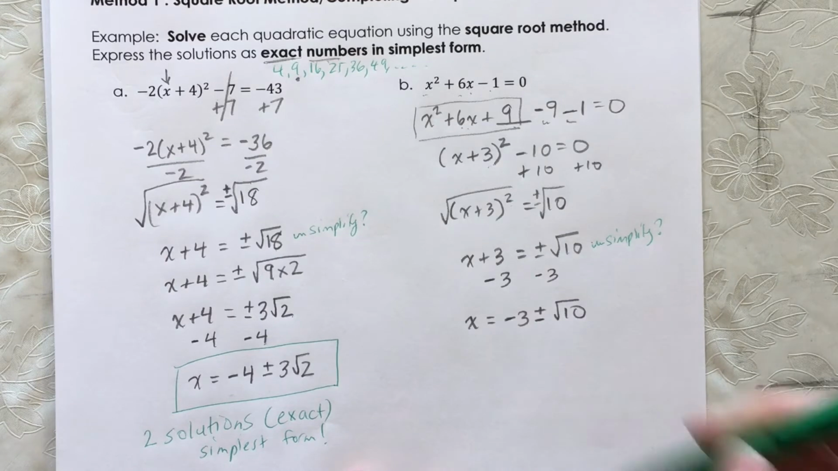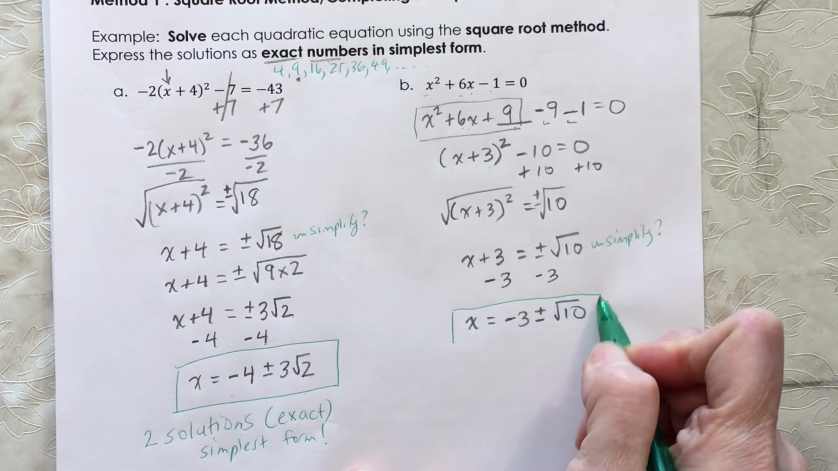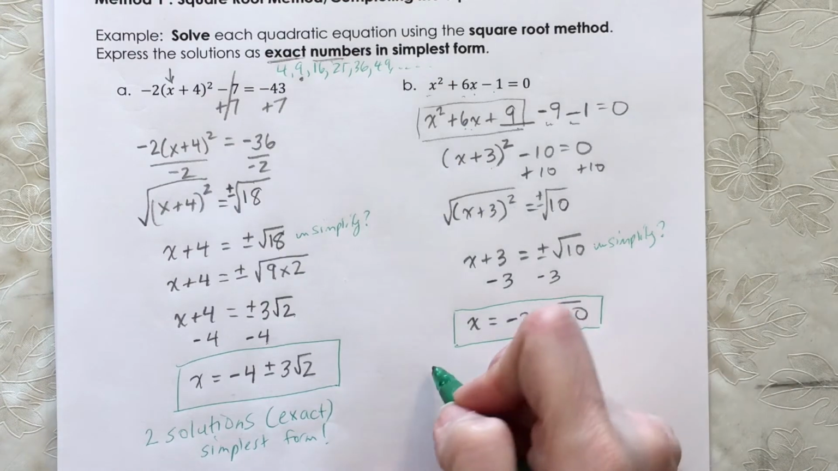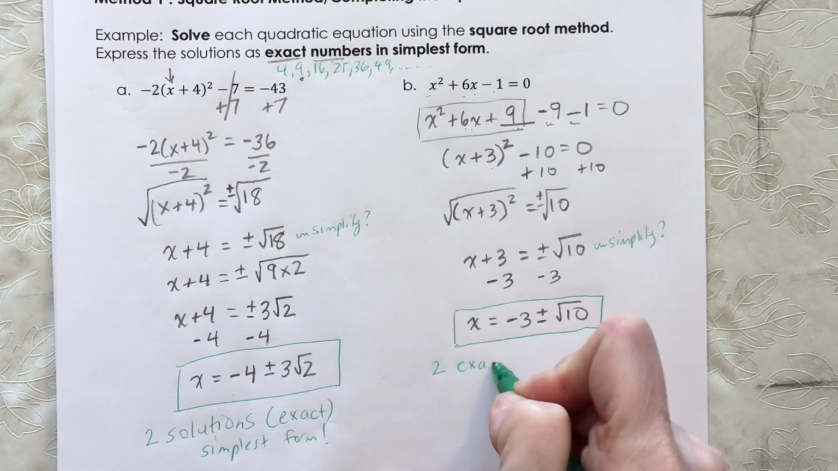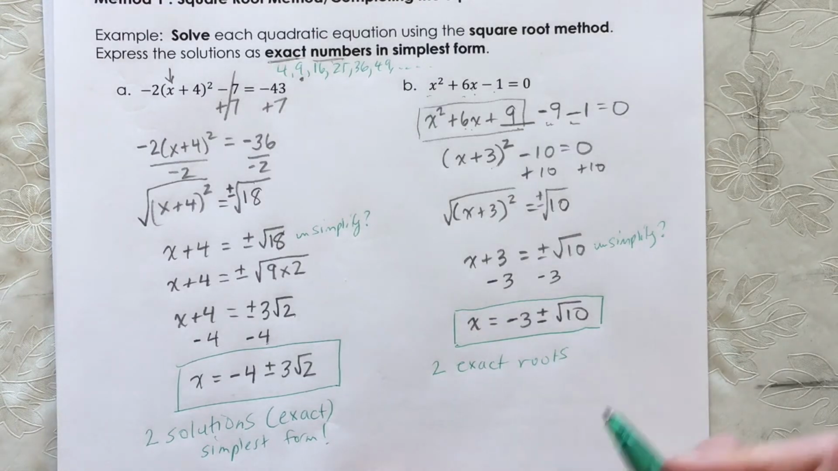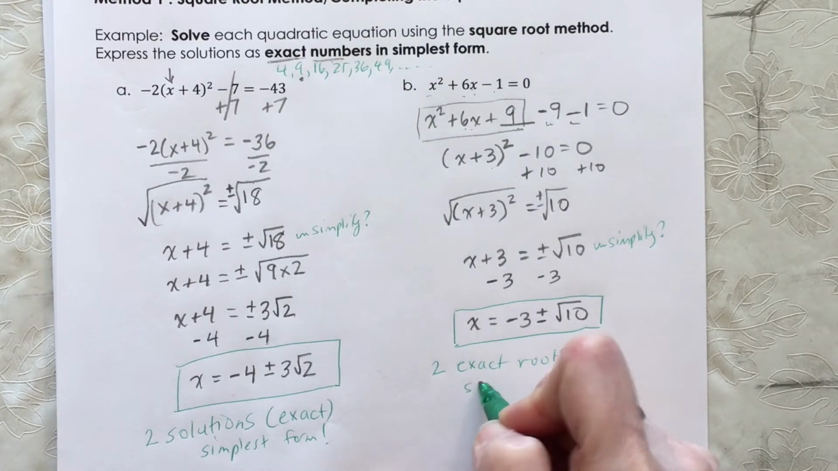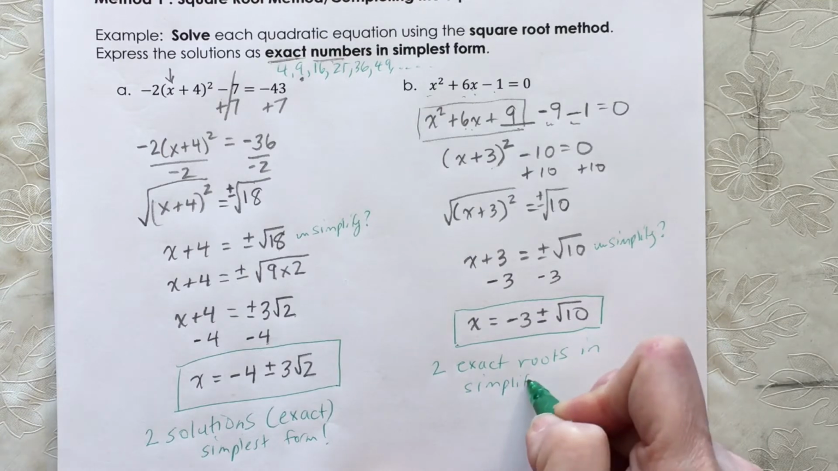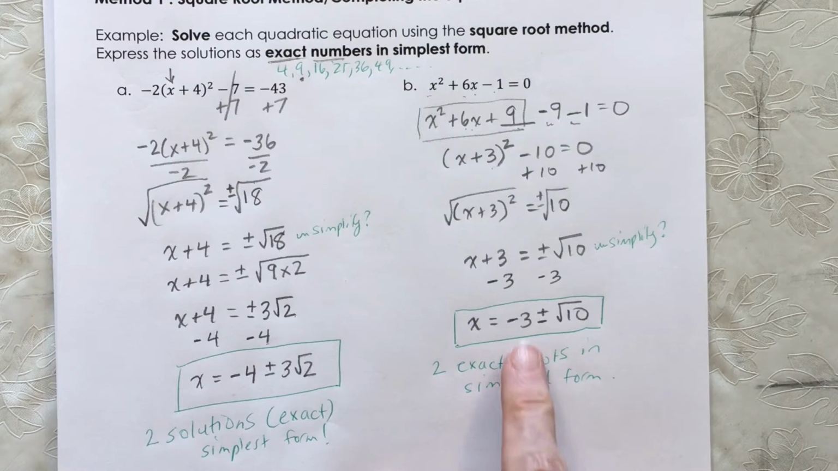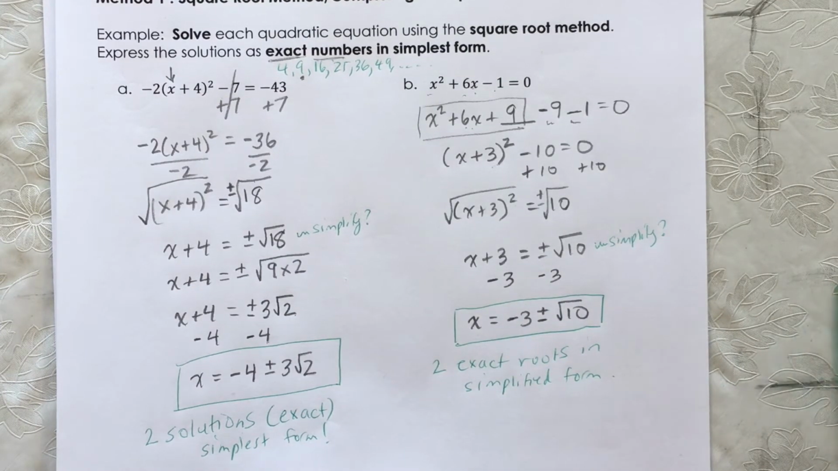So again, here are our roots. And those are, again, 2 exact roots, which means the same thing as solutions, in simplified form, because root 10 is as simplified as we could get. And those roots are -3 plus the square root of 10 and -3 minus the square root of 10.